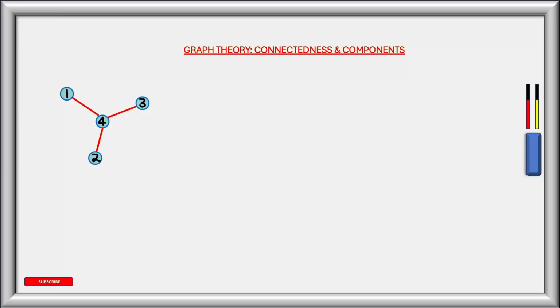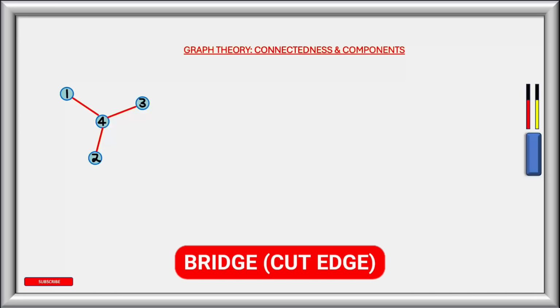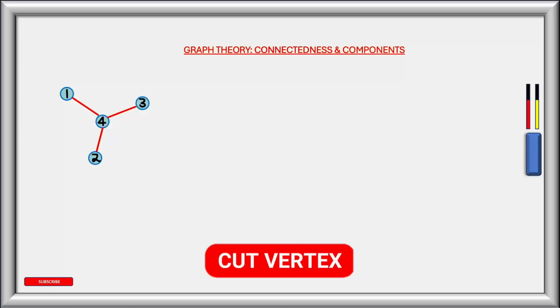Let's now look at vertices and edges on a graph that, when removed, increase the number of components on a graph. A bridge, or cut edge, is an edge that, if removed, increases the number of components, while a cut vertex is a vertex that, if removed, breaks the graph apart.